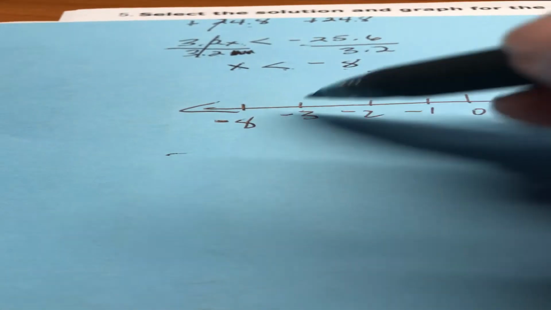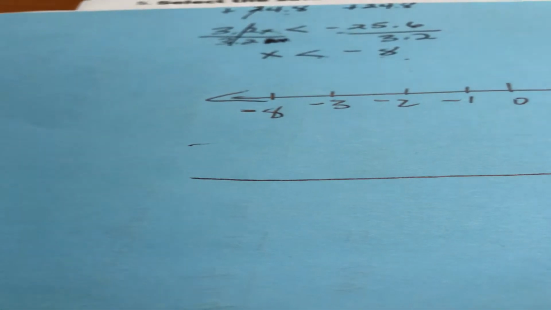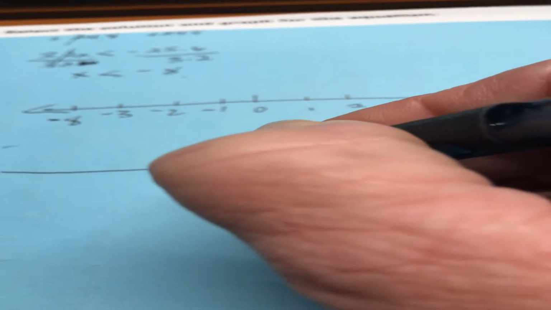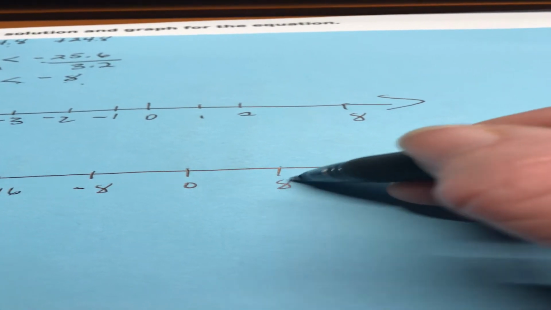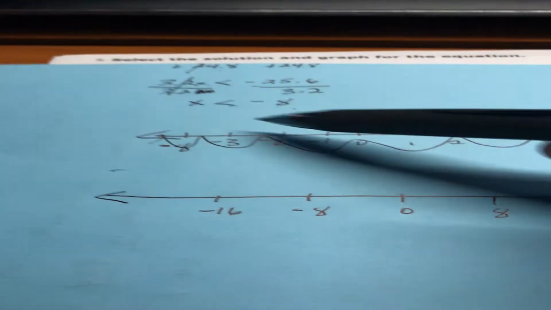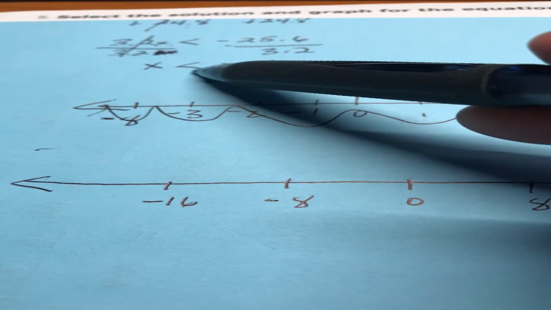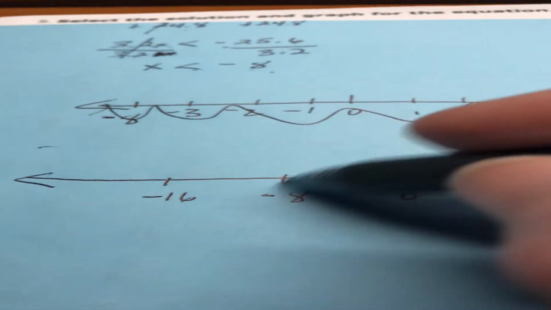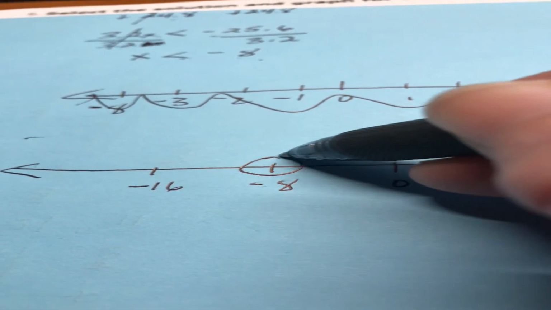No, I need to make a better graph. I apologize. I'm going to make this 0, this negative 8 here, negative 16, and so on. Then I'll make this positive 8, positive 16. You get the idea, hopefully. We're going to forget the earlier one because I didn't make a very good graph. So since there's no equal sign under here, x cannot be negative 8. So we put an open circle around it.